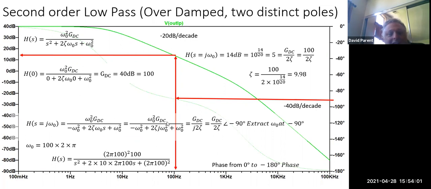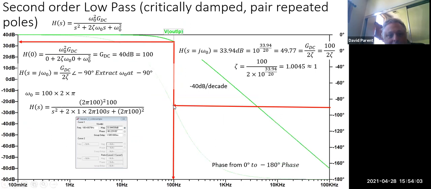All right. So now let's look at the low pass critically damped repeated poles. So again, I look at the DC, I can see that's low pass. Over here, I can see 40 dB per decade. Over here, it goes from 0 to -180. This is all pointing towards a low pass non-inverted transfer function. I find that my omega naught will be 100 times 2 pi.